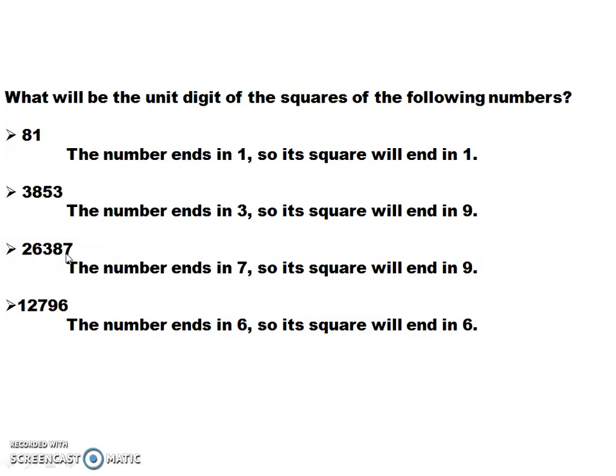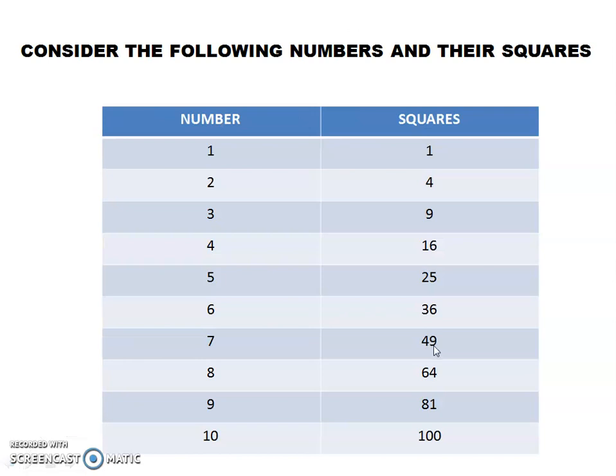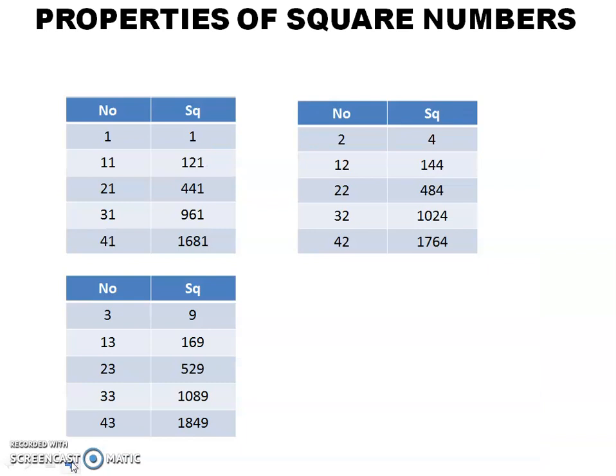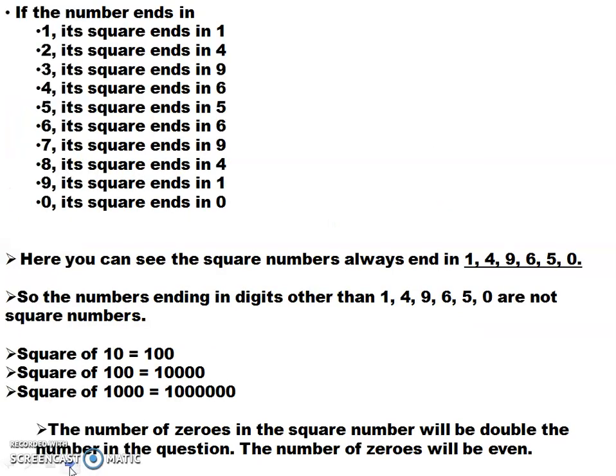Now the next number is 26,387. Here the number ends in 7. If the number ends in 7, what will happen? The square will end in 9. Clear? So this also you can explain. Let us see the next property. This we have learnt in the previous slide.